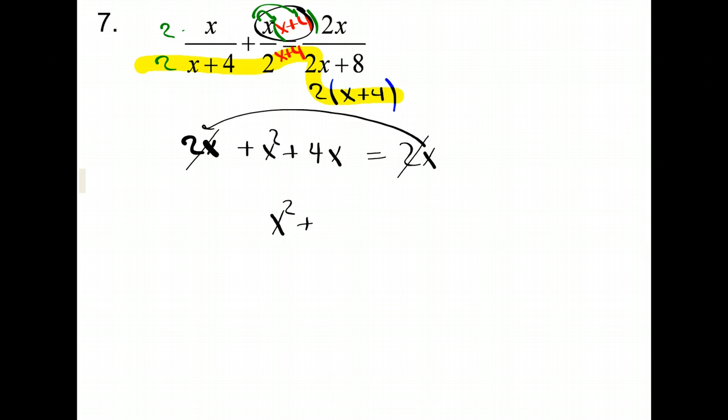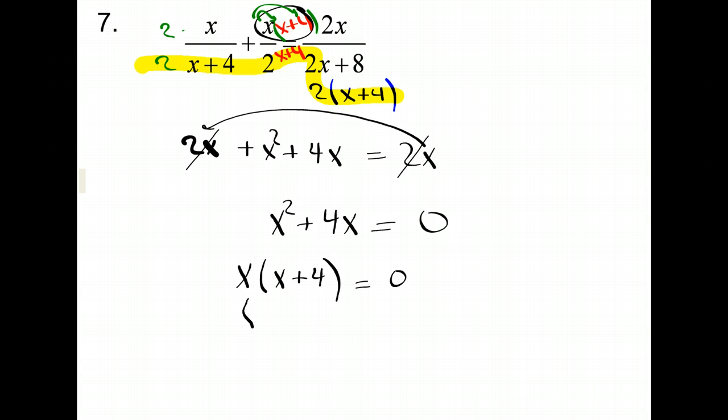So those cancel each other out, and I'm left with x squared plus 4x equals 0. This one really stuffed a lot of people up. You just kind of forgot about how to factor this, but I can just factor an x out of each term. x times (x plus 4) equals 0.